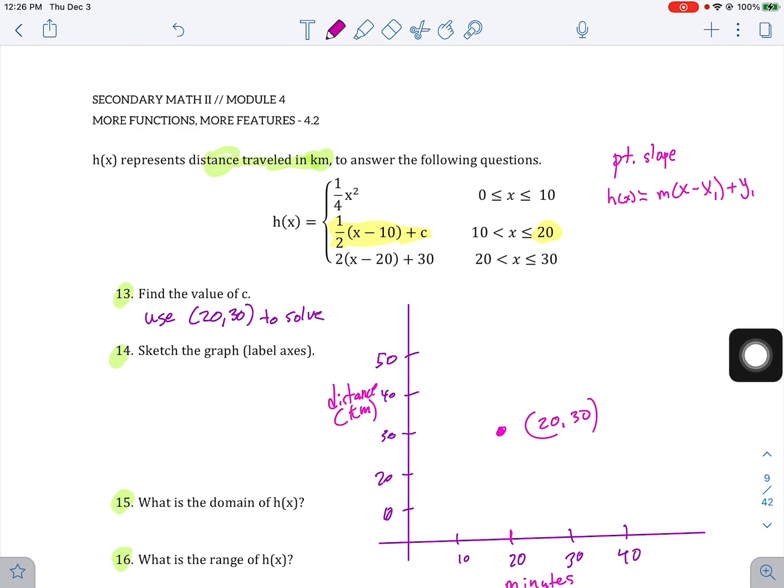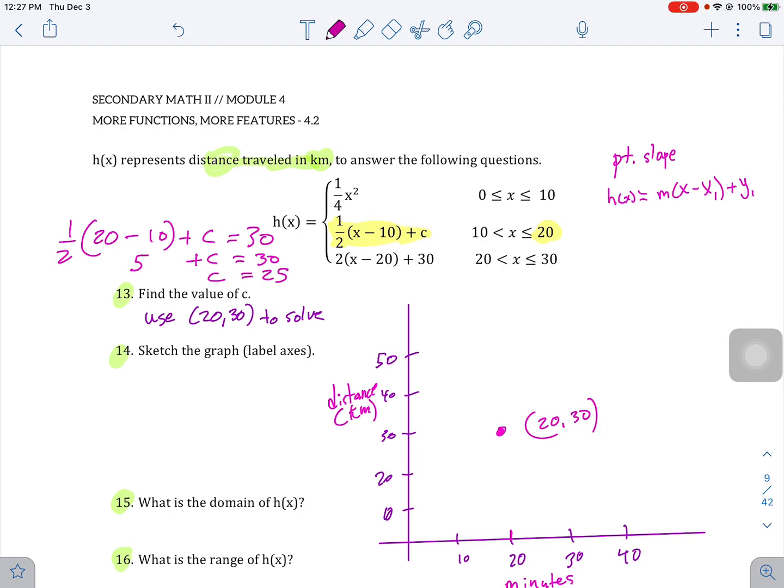So we can write an equation to solve for the value of c. We're going to say 1/2, and instead of x, we're going to say 20, because that's the x value, minus 10, plus c, some variable, returns a value of 30. And so 1/2 of 10 is 5. And so therefore we can say that c is equal to 25.